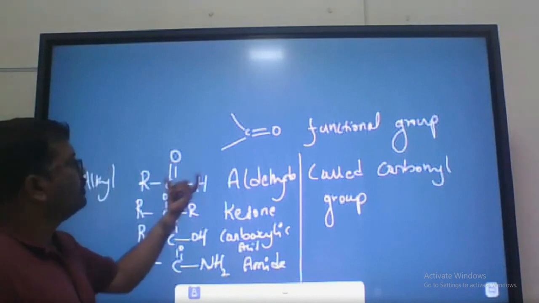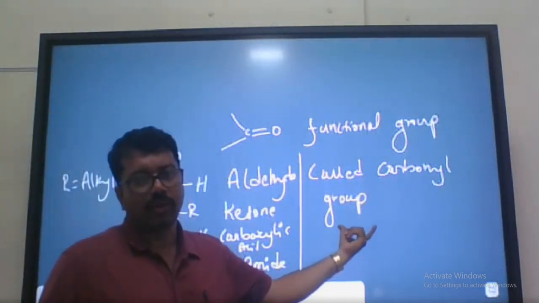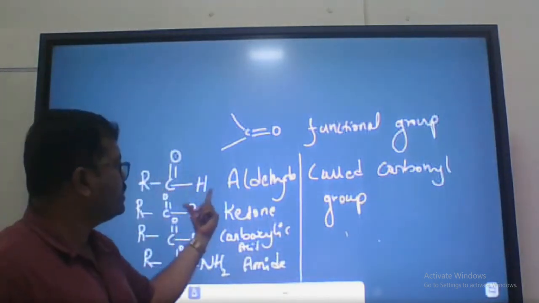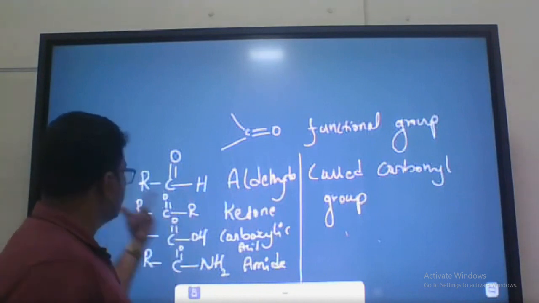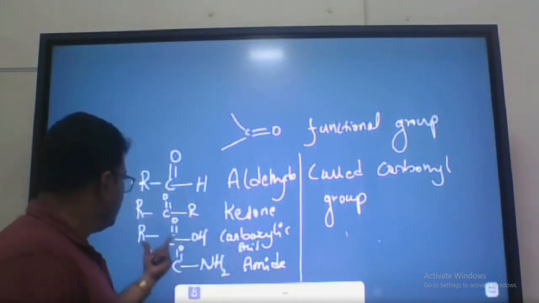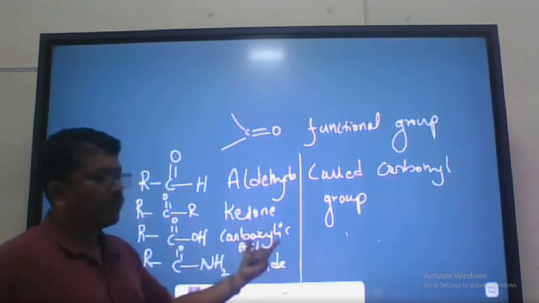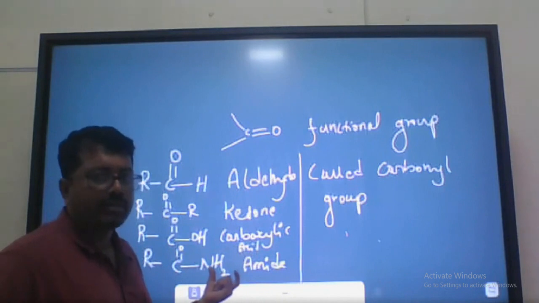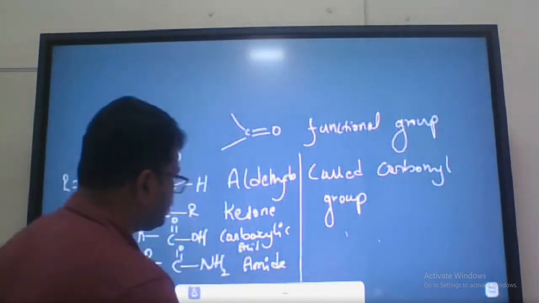So CO functional group is called carbonyl group. If CO is attached to H, then it is aldehyde. If it is attached to alkyl group, that is ketone. If CO is attached to OH, then carboxylic acid. If CO is attached to NH2, then it is amide.